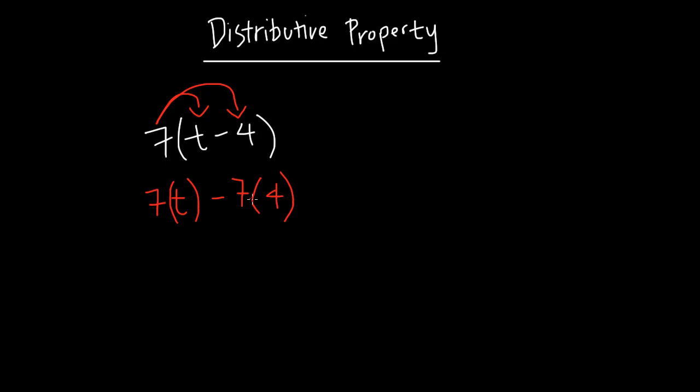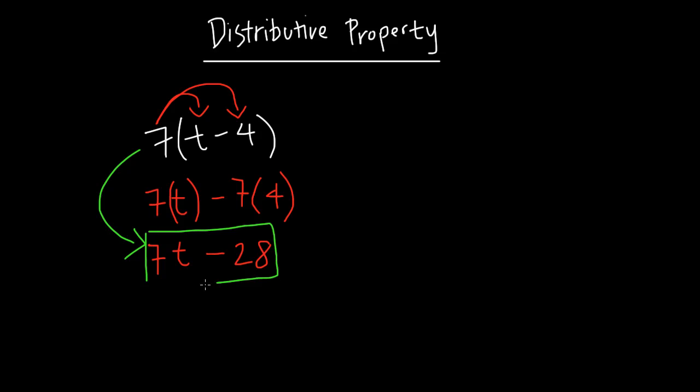Okay? And so when we multiply a coefficient with a variable, we just end up with 7t, because we don't know what the value of t is yet, so we leave it as 7t, and then we subtract from that 7 times 4, which is 28. And so the simplified expression that we end up with as an answer is 7t minus 28.